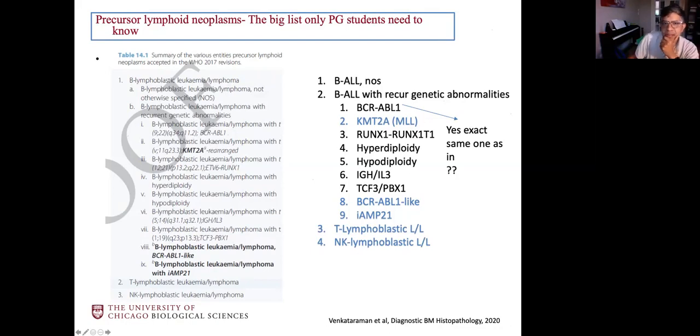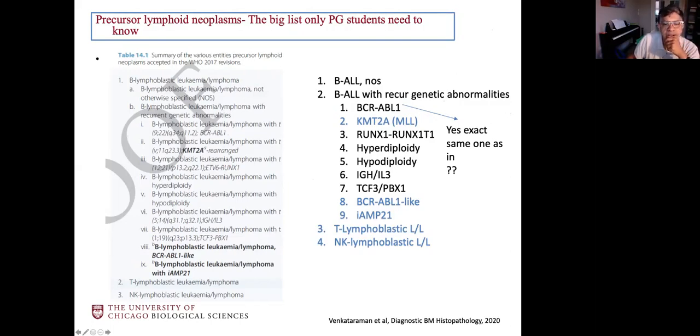Where do you have the BCR-ABL translocation? Come on, it's okay. Somebody tell. Chat? Okay, chat is disabled. Okay, never mind.